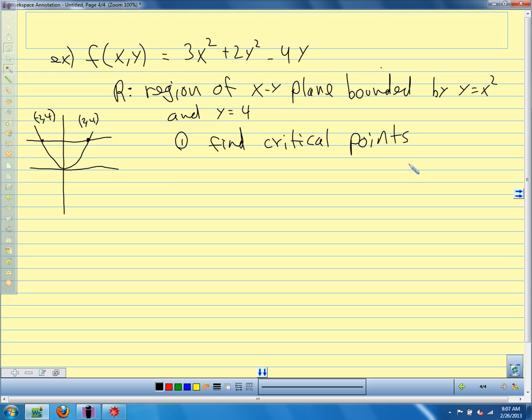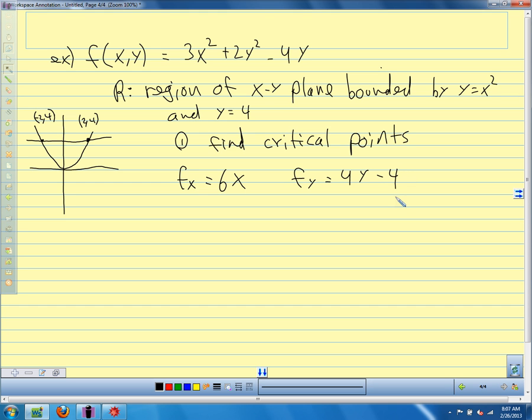We're going to find the critical points on the interior. So what is our first partial derivative, f sub x? 6x. And the first partial, f sub y, with respect to y? 4y minus 4.